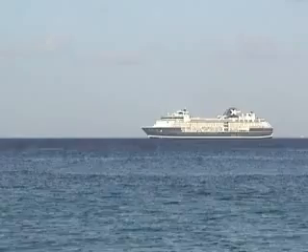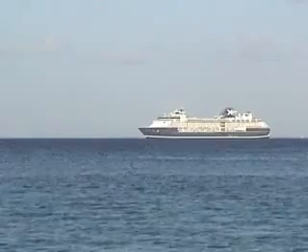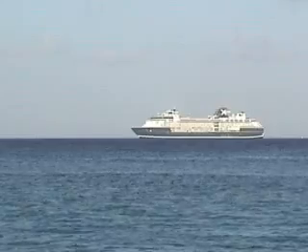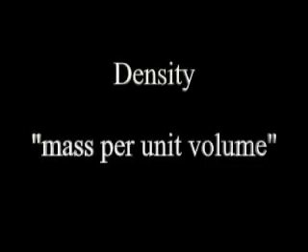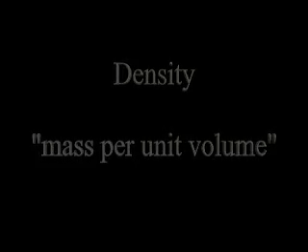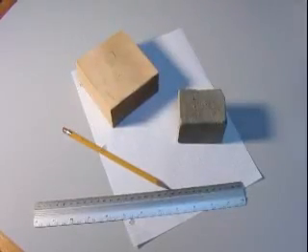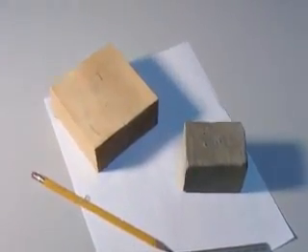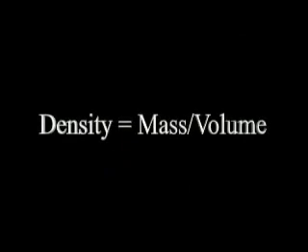Whether an object sinks or floats is not determined by its weight, but by its density and the density of the fluid it is immersed in. Density is mass per unit volume. Let's calculate the density of our two blocks and the water they are immersed in. To calculate density, we divide the mass of an object by its volume.